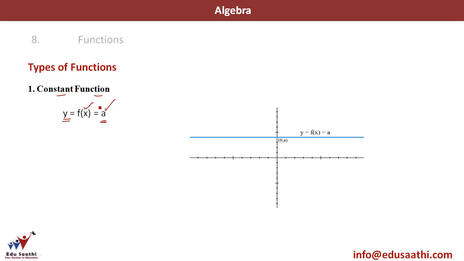This is how the graph of a constant function f(x) equals a looks like. That means if your value of x keeps on changing, the value of y still remains the same. If x is positive or negative, the value of output or y still remains the same. That is what a constant function looks like.